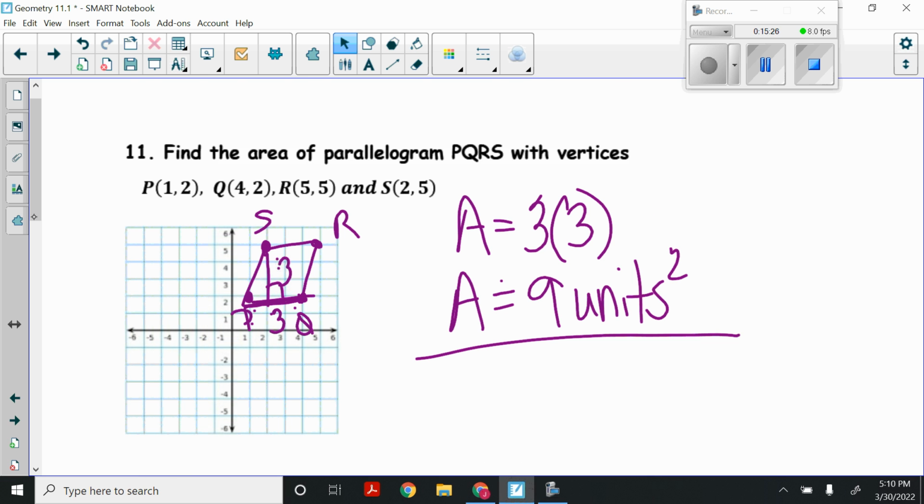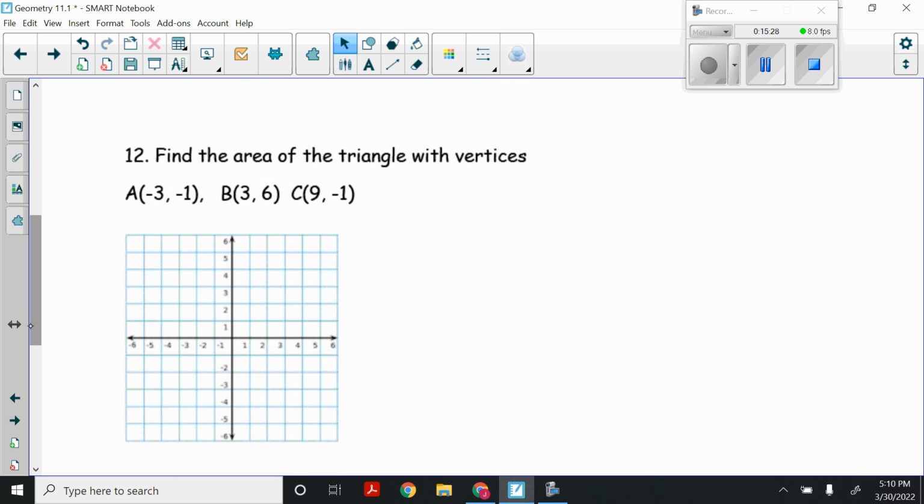Now let's do one like that with a triangle. So find the area of the triangle with these vertices. Again, I'm going to plot the points. So -3, -1 is A. B is at 3, 6. C is at 9, -1. So I need to continue my graph out. 7, 8, 9, -1. So there's C. So I'm going to draw that triangle.